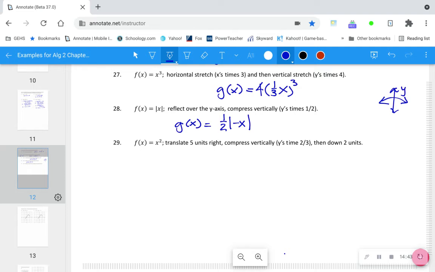All right, the last one here, we're going to start out with a basic function. It's going to be a copy of the parent function, like that. And you can see I just copied that, x squared. But we're supposed to go 5 units to the right. So I have to put a -5 inside the parentheses there. I didn't do a very good job there, but let me clean it up here, excuse me. All right, so x minus 5 squared. Then you compress it vertically by a factor of 2/3, it says, and finally down 2 units.